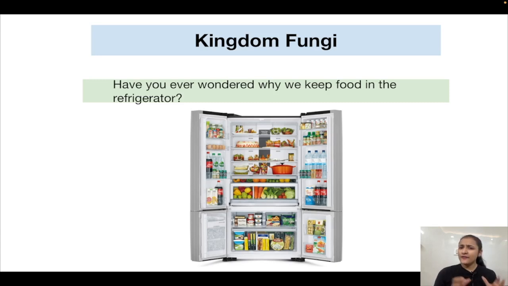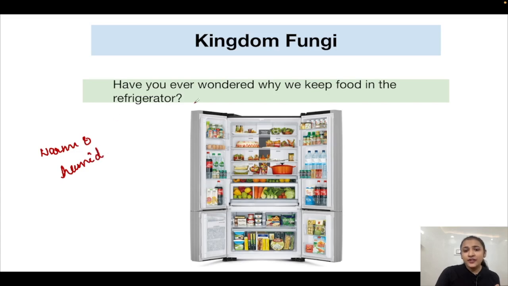Have you ever wondered why we keep food in refrigerators? The obvious answer that comes to mind is because refrigerators provide a cold environment. But why does the cold environment help us in preserving food for a long period of time? Why does that environment not spoil the food? Because fungi prefer to grow in warm and humid places.